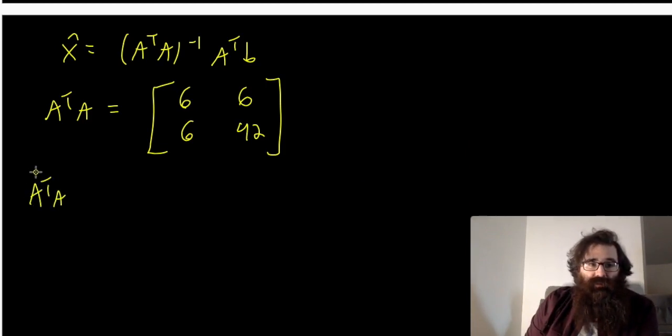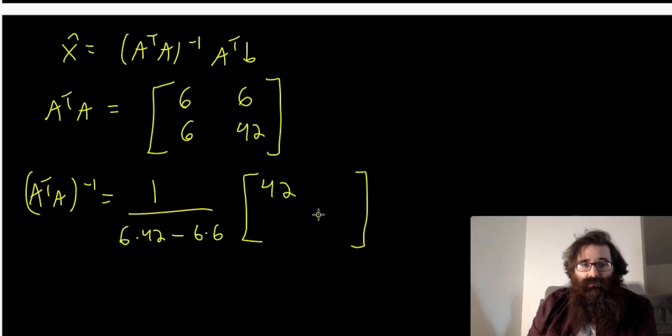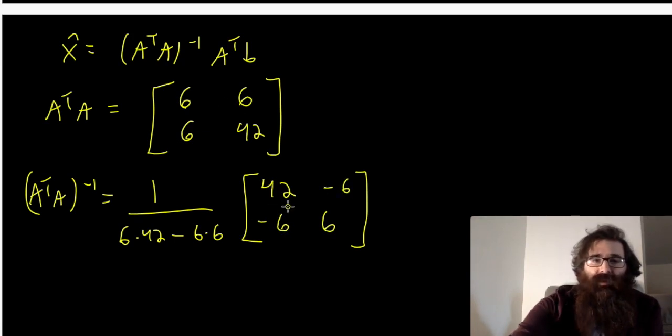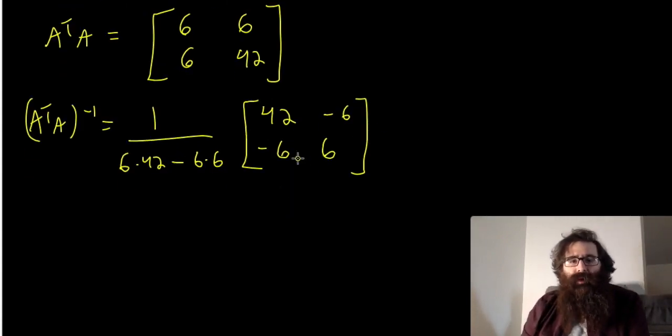So A transpose A's inverse, it's going to be 1 over the determinant of A transpose A, that's 6 times 42 minus 6 times 6. And then into the following rearrangement: on the main diagonal, exchange those entries. Off the main diagonal, flip the sign. And now, with this, I would maybe just try to clean up this determinant a bit more, but I might not do too much scaling.